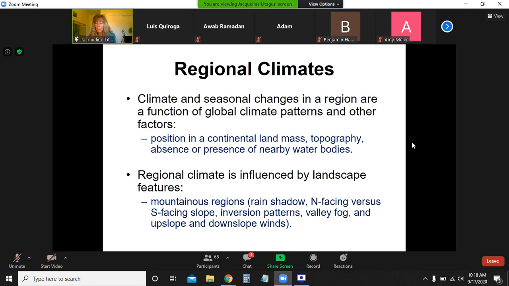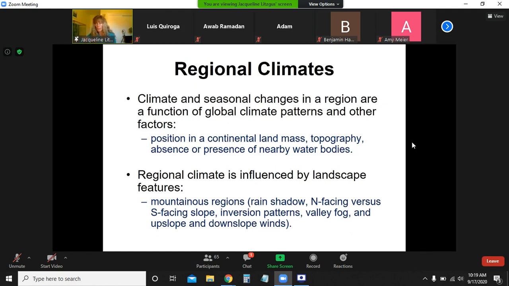Okay, so again, the position in a continental landmass is going to have an impact on the regional climate. Again, coastal regions are more moderate than inland regions. And there's also the impacts of topography. The absence or presence of those nearby water bodies, so the Great Lakes or the oceans, are going to have an impact as well. And so then what that means is that regional climate is going to be impacted by landscape features. So for example, the topography in mountainous regions can have really pronounced effects and may result in things like rain shadow effects. And we're going to talk about these in a little more detail. So rain shadow effects, and then there's impacts in north versus south facing slopes, inversion patterns that happen, and then, you know, valley fog in these mountainous areas, and then upslope and downslope winds that are also going to have an impact.